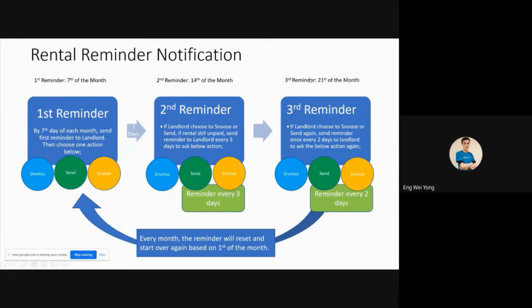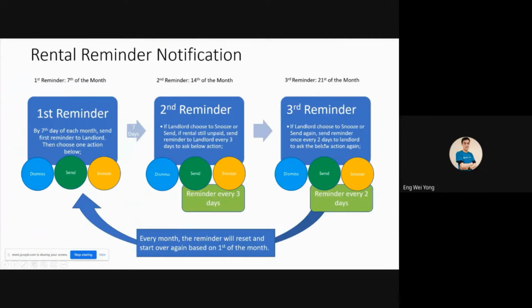on the third reminder, on the 21st of the month, it will send the final reminder. On the final reminder, you can do the same action: you can dismiss, you can send a notification, or you can snooze again. Whenever you choose snooze, then in this third reminder round, there will be a reminder every 2 days. So you will get a reminder every 2 days until you choose dismiss.